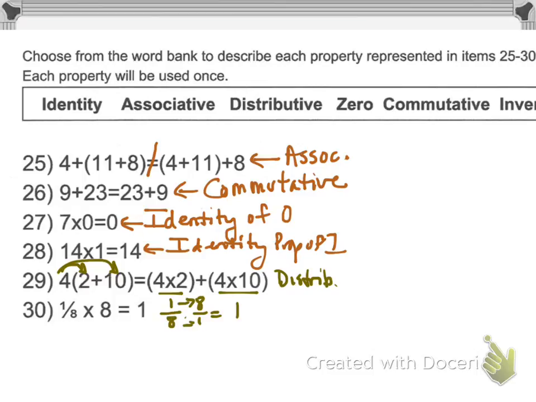If you go straight across, you're going to get 1. So that's inverse. The other version of the inverse would be if I made it -8 plus 8 equals 0. That's the other form of the inverse.